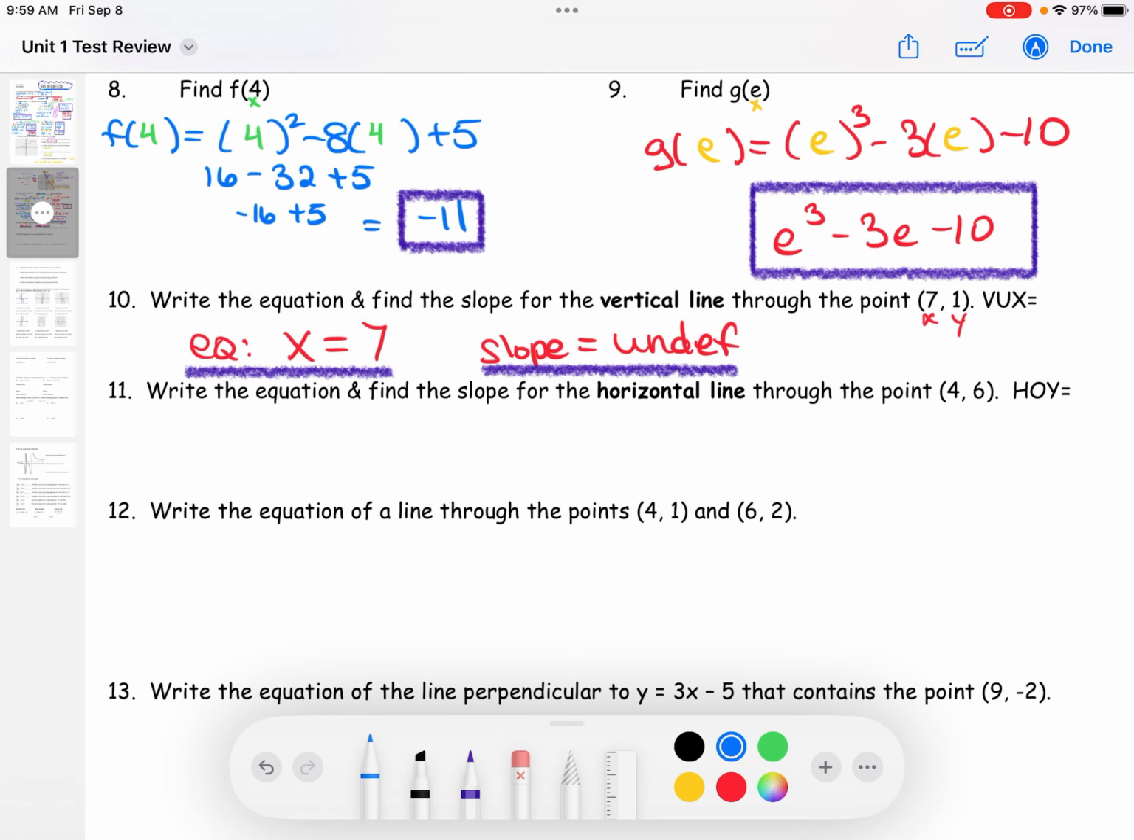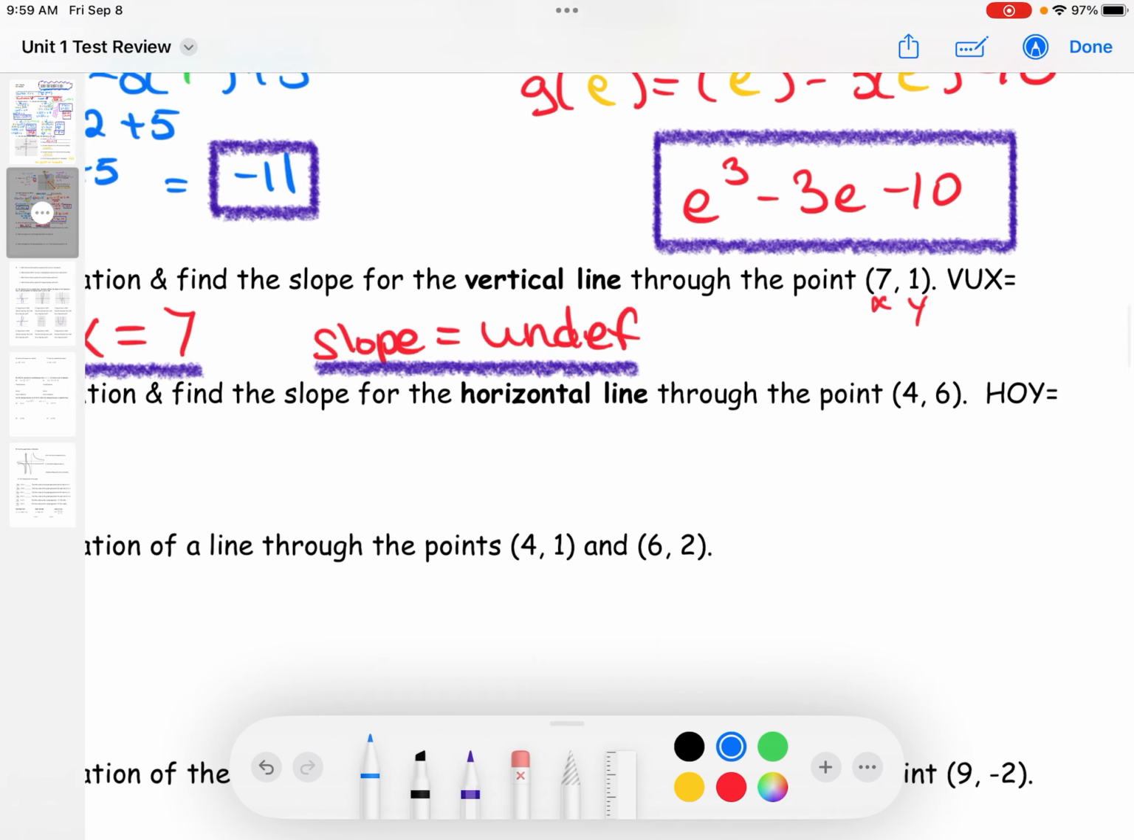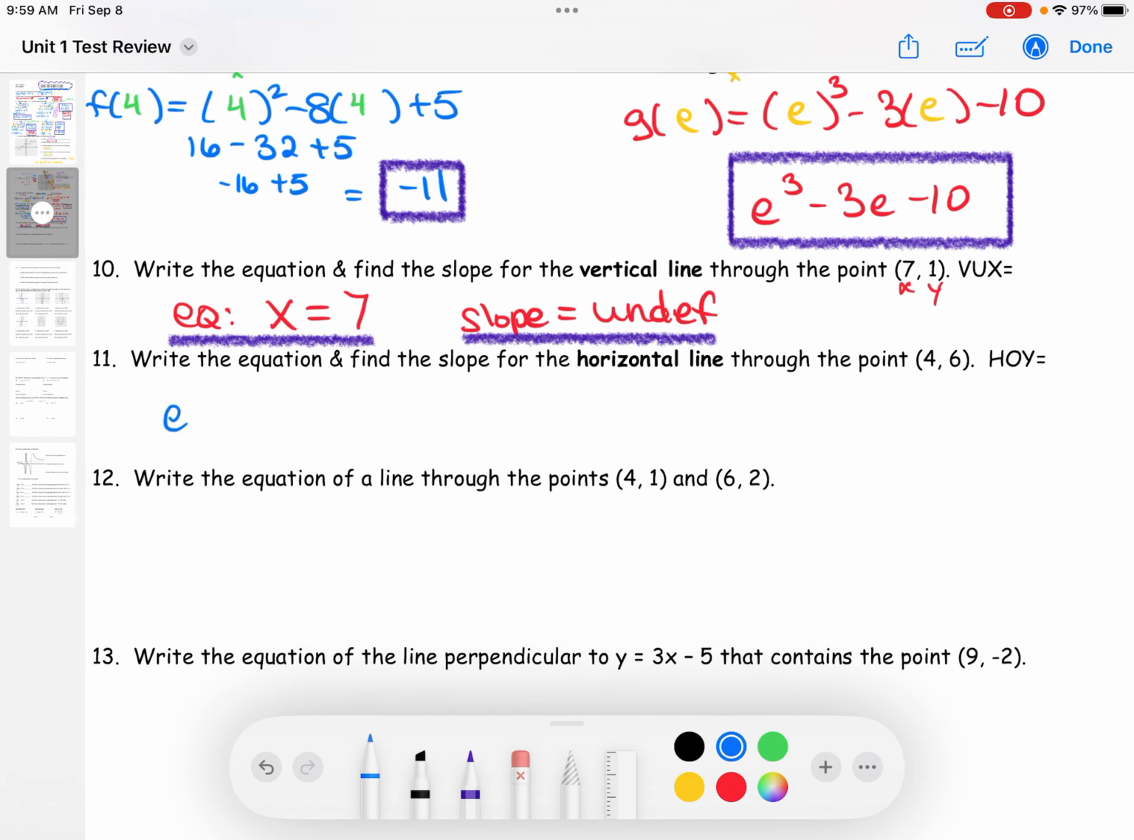Now, for 11, we're finding the equation and the slope of a horizontal line through a point. For a horizontal line, we think HOY equals H for horizontal, O for slope is 0, Y for crossing the y-axis. Y equals a number is the equation. So the equation of a horizontal line is y equals a number.